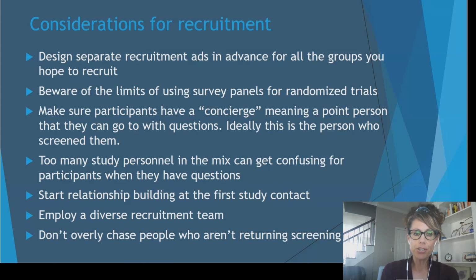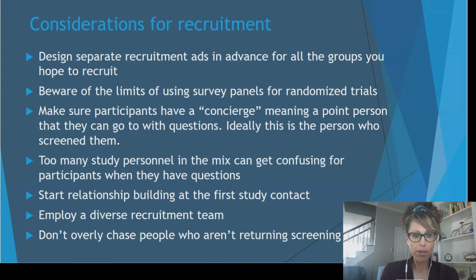I think it's also important to make sure your participants have a concierge or one point person that they can go to with study questions. If you have a lot of staff in the mix, like interventionists, screeners, baseline people, it may be confusing. If they have a question or want to reach out to someone, they may think, I don't know who I'm supposed to talk to about this. And then they may not reach out at all. So you want to make sure that they have an easy way of communicating with you and getting a hold of whoever it is that they need to get a hold of about the study.